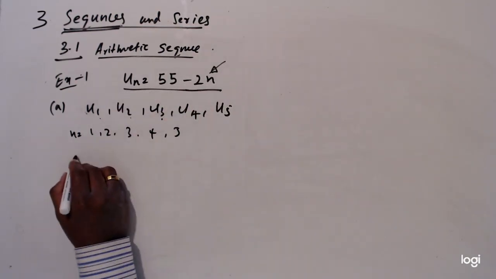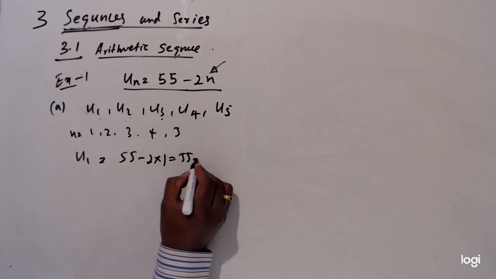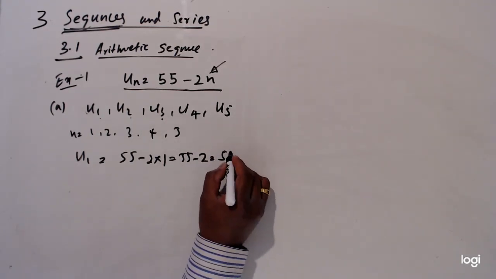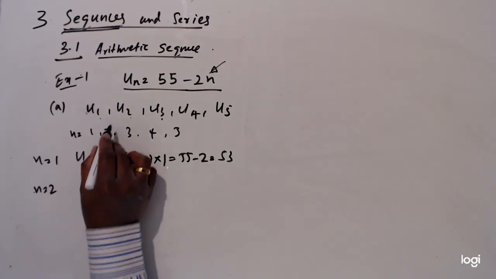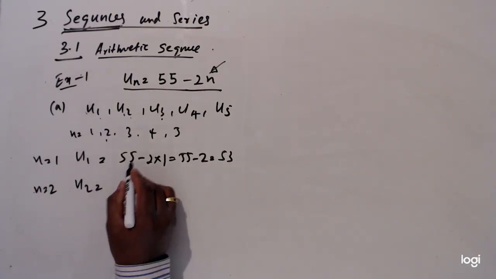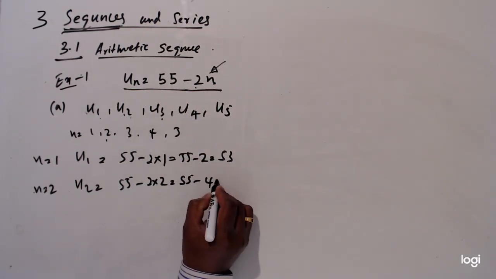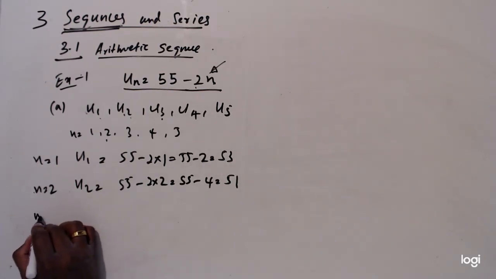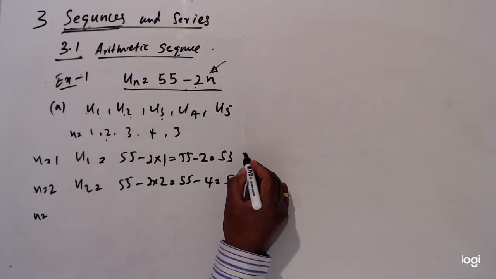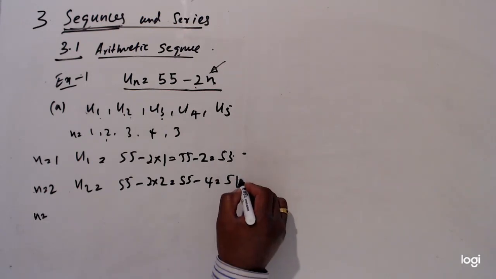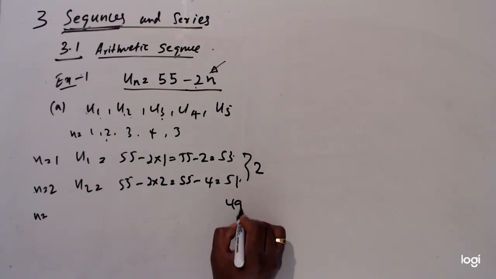So we'll start with this one. u1 equal 55 minus 2 times 1. 55 minus 2, that is 53. So then n equal 2, which is u2. That is 55 minus 2 times 2. So 55 minus 4, which is 51. And now don't assume this is an arithmetic series, though you can see 53, 51, then the difference is 2. So then you can write the other ones as 49, 47.